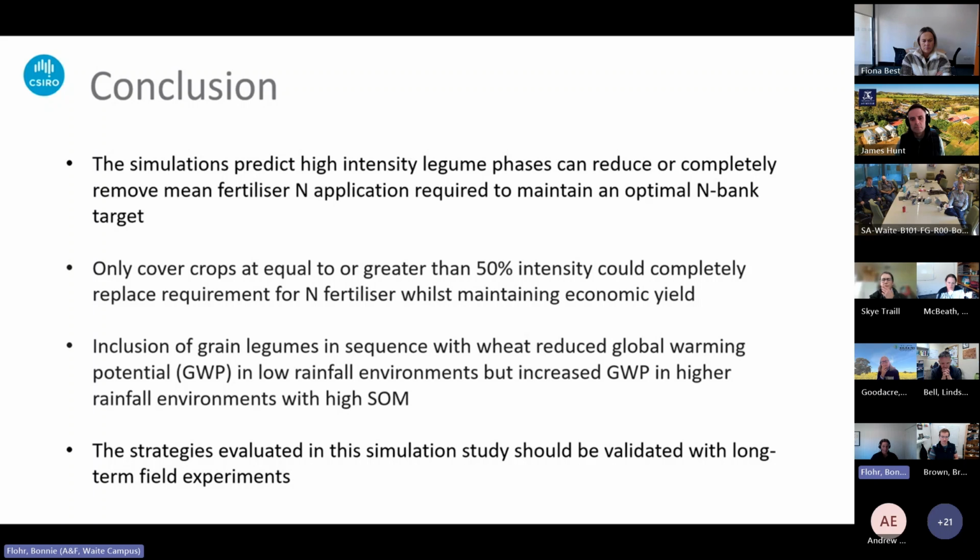Inclusion of grain legumes in the sequence with wheat reduced global warming potential in low rainfall environments, but this was increased in environments with high soil organic matter. The strategies evaluated here should be validated in a long-term field experiment, but a study like this can help to guide those treatments for different environments.